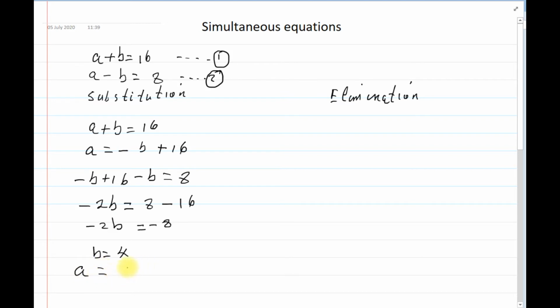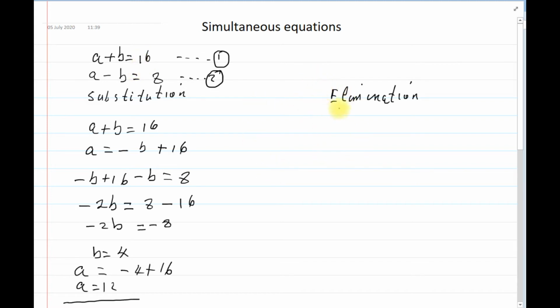So a will be minus 4 plus 16, which is 16 minus 4. So a will be 12, which is the answer we obtained earlier on. We could have as easily used the lower equation, equation number 2, to say a is equal to 8 plus b, and substitute 8 plus b in the first equation, and that would have resulted in the same answer. I will leave that for you to try.